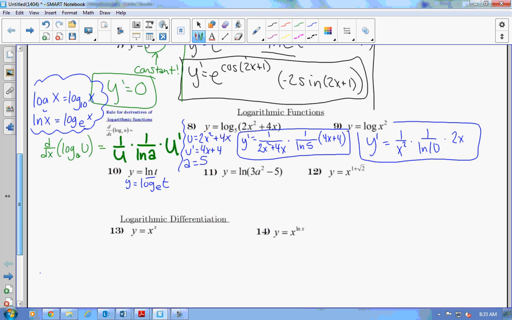Your 6a should be on the top, not the bottom. So at the end it's just times u prime, not 1 over u prime. So that shouldn't be a fraction, and then you'll have it right. Now, on this one, I think the base is e, not 10. So that would be a 1, and then that middle fraction will be gone. Good.